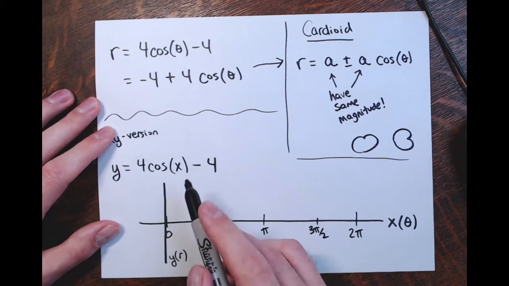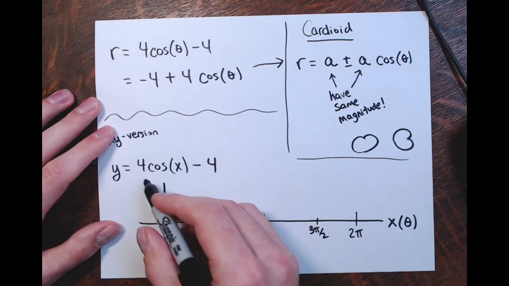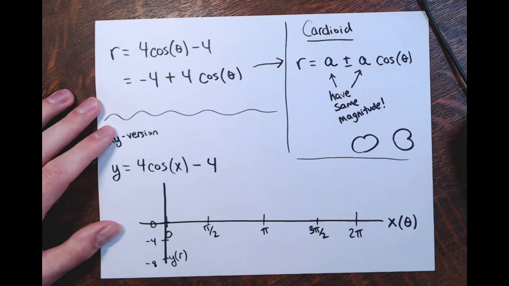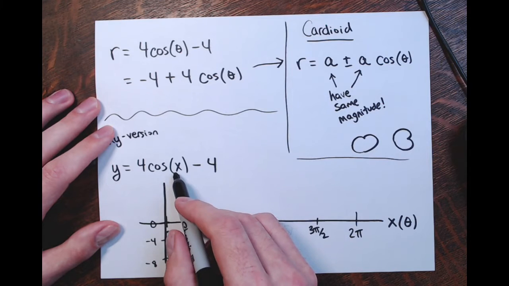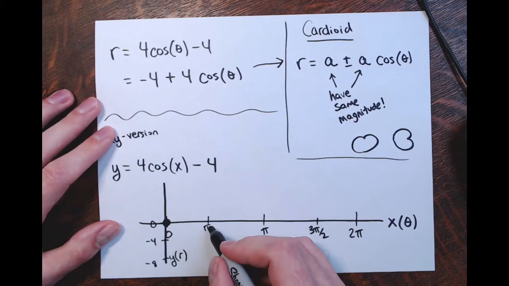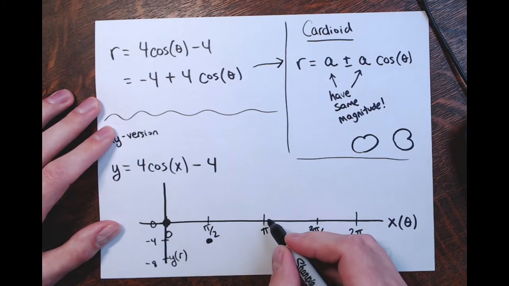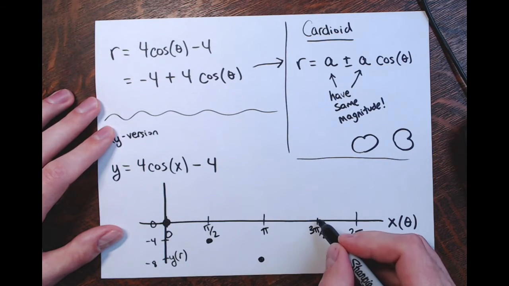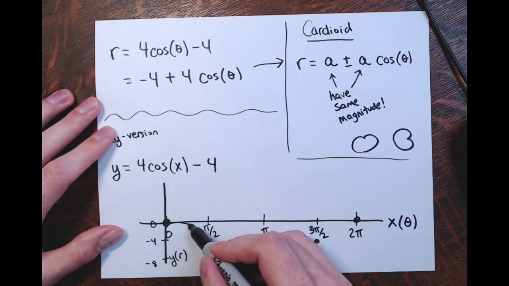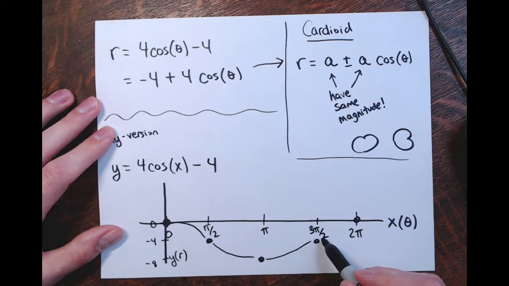The midline would be at negative 4. Amplitude would be 4, so the highest value would be 0. The lowest value would be at negative 8. Cosine of 0 is 1, and 4 minus 4 is 0, so I'd start off here at 0, 0. Then pi over 2 would give me negative 4. Pi would give me negative 8. 3 pi over 2 would be back to negative 4. 2 pi back to 0. And I get this cosine wave, like that, more wavy.